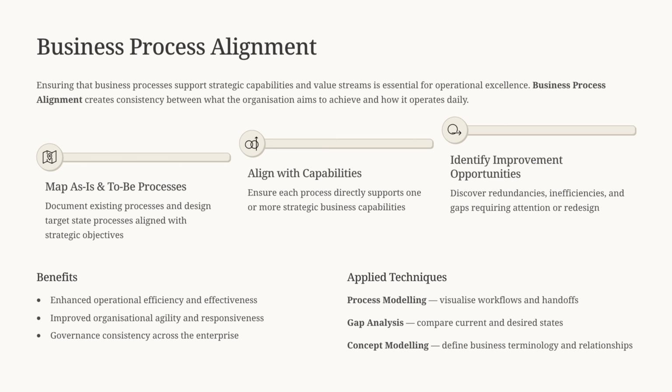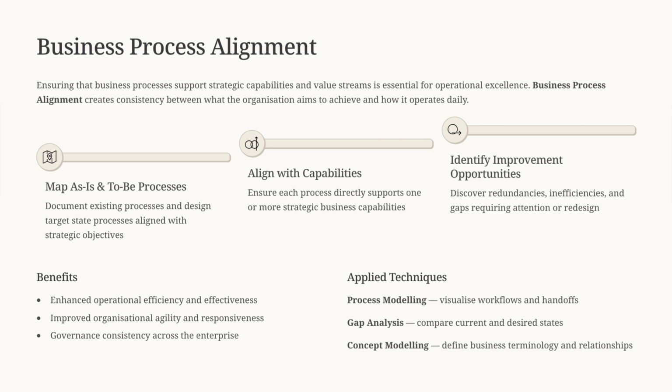Next, we focus on business process alignment, ensuring that the processes people follow every day are aligned with the strategy the business wants to achieve. This is where theory meets reality. The first step is to map as-is processes to understand how things work today. Then, you design to-be processes, the future state, aligned with business goals.